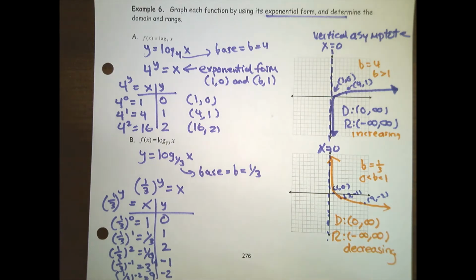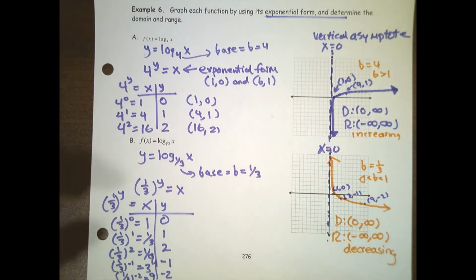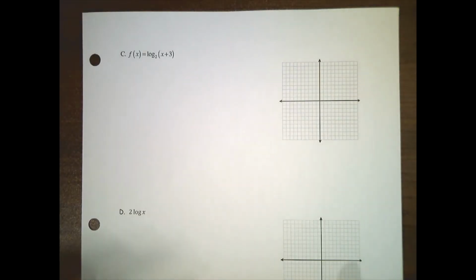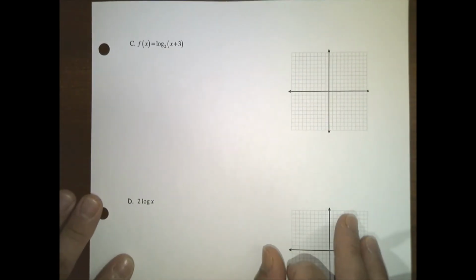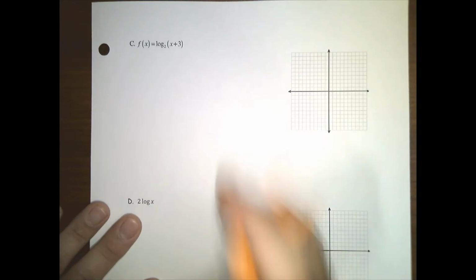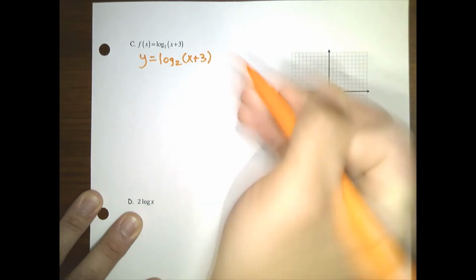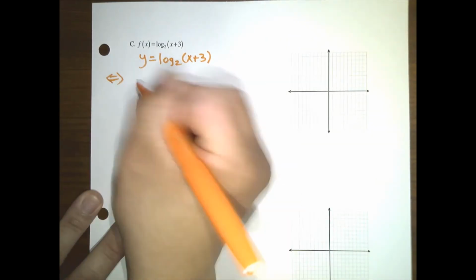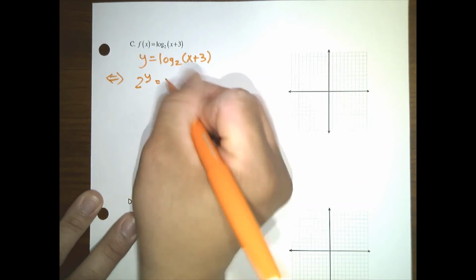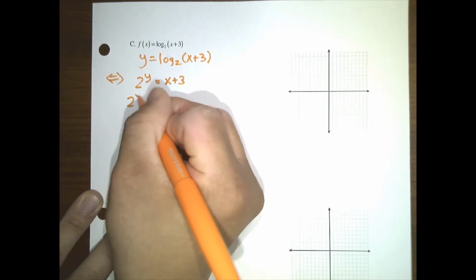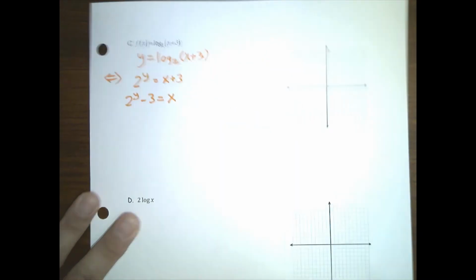So let's try another one here. Again, if there are any questions, please just let me know. But here is the next one. f of x is equal to log base 2 of x plus 3. So y is log base 2 of x plus 3. I can rewrite this in exponential form as 2 to the y power is equal to x plus 3. Then subtract the 3 to get 2 to the y power minus 3 is equal to x.